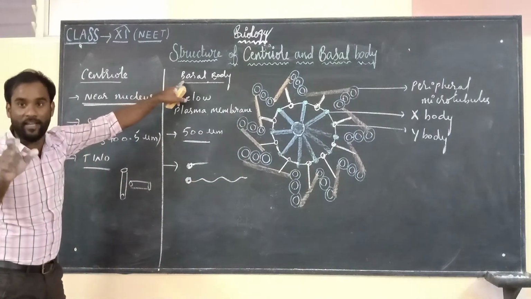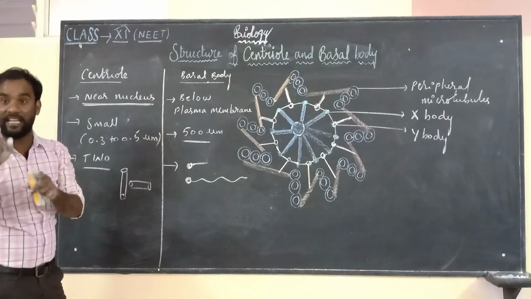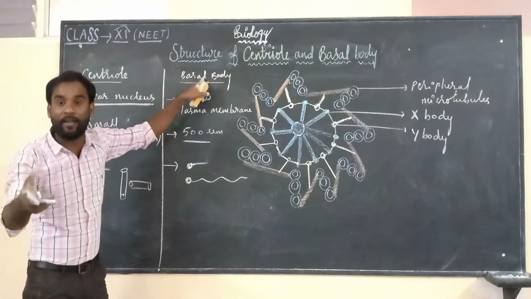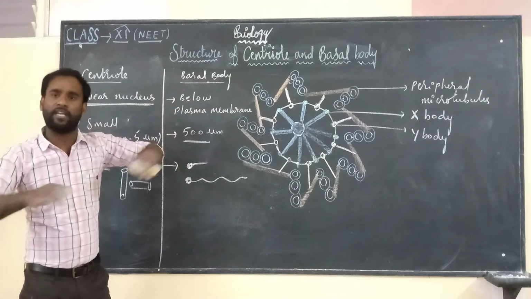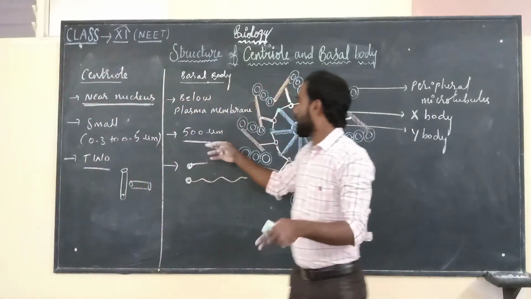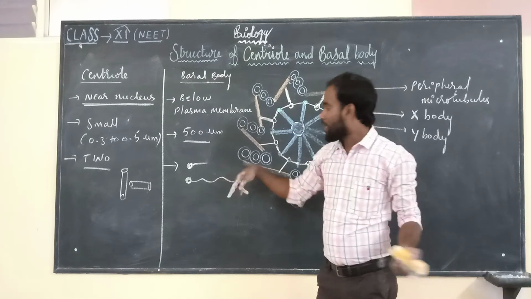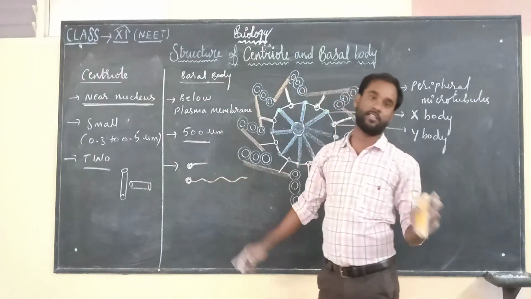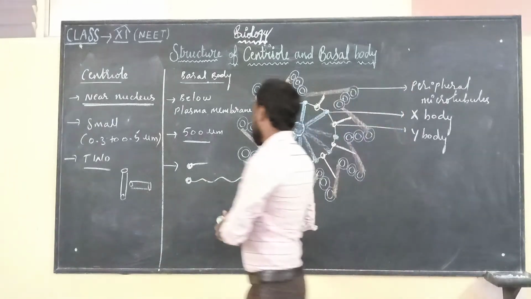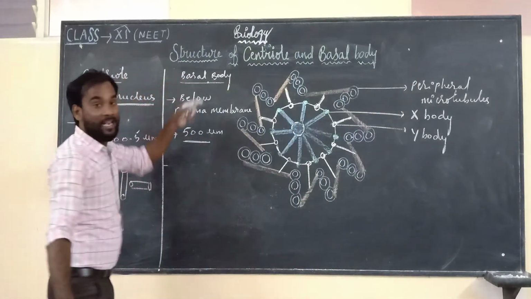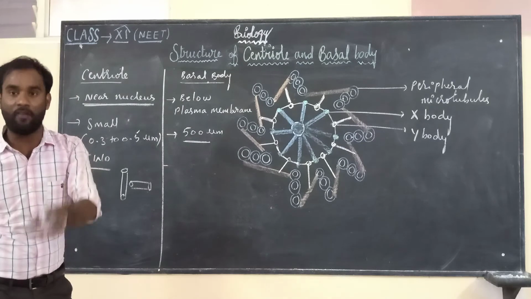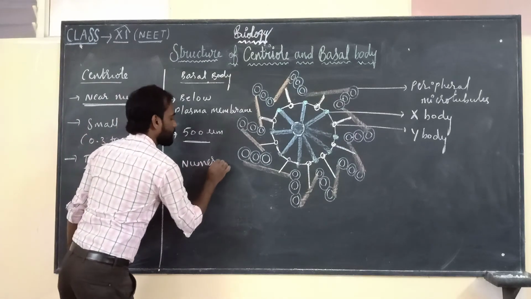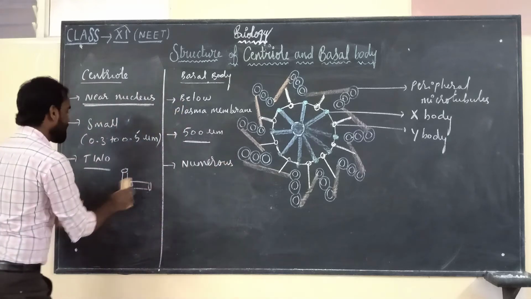So, basal body is the structure which gives rise to cilia and flagella. So obviously its number depends on cilia and flagella. If there are more cilia, there are more basal bodies. If there is one flagellum, one basal body. Two flagella, two basal bodies. So, the number of basal bodies depends on the number of cilia and flagella. Simply, you can write numerous in number.